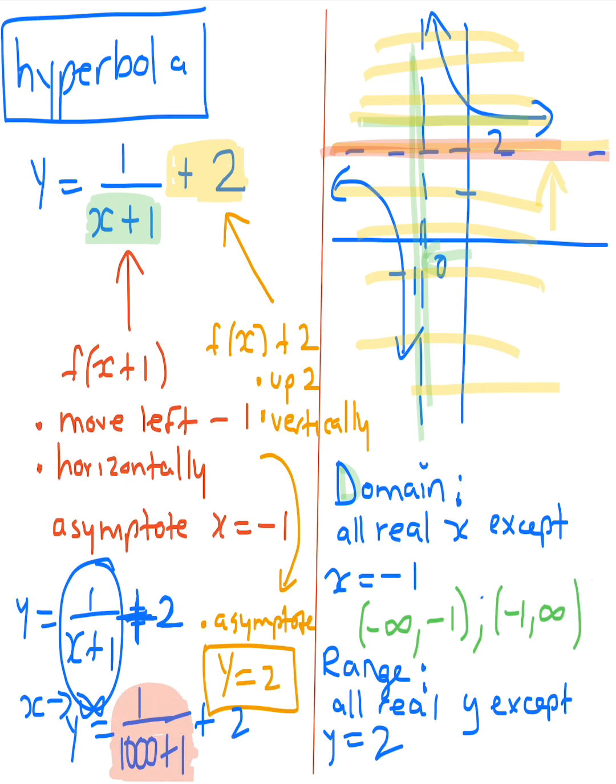It'll never actually hit 0. So it's always going to be 2 plus a really small number. So the asymptote is actually just going to get closer and closer to 2. And that's what's happening graphically up here as well. Now, when you put that into interval notation, that would be minus infinity to 2. And that would be 2 up to infinity.